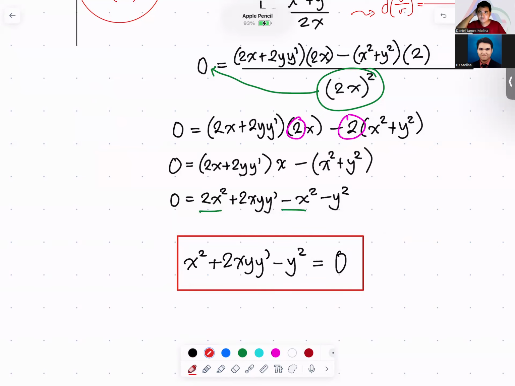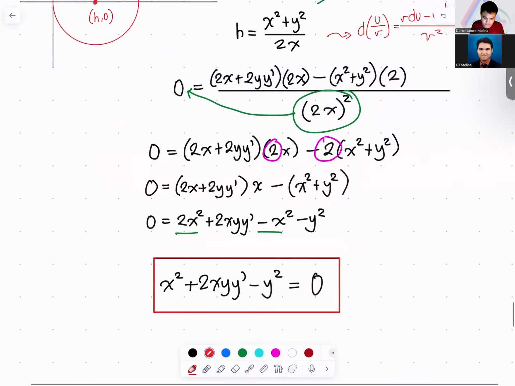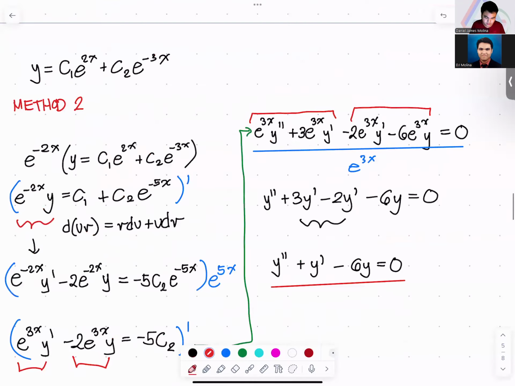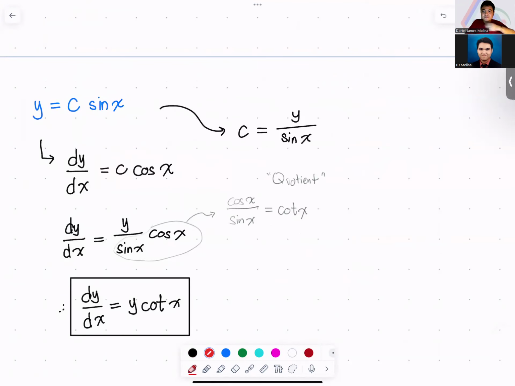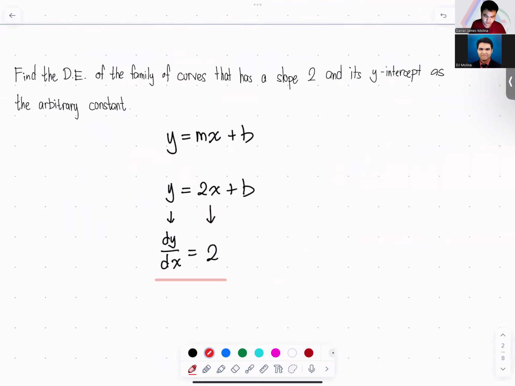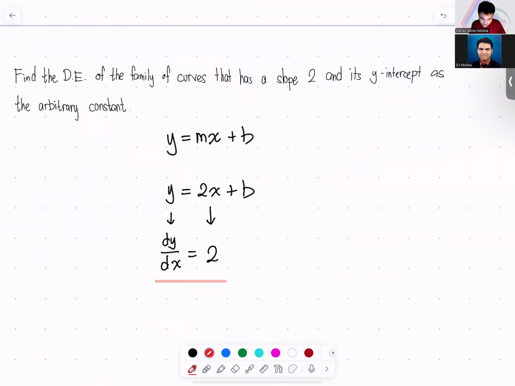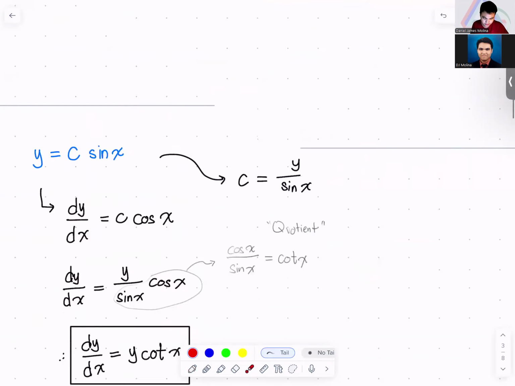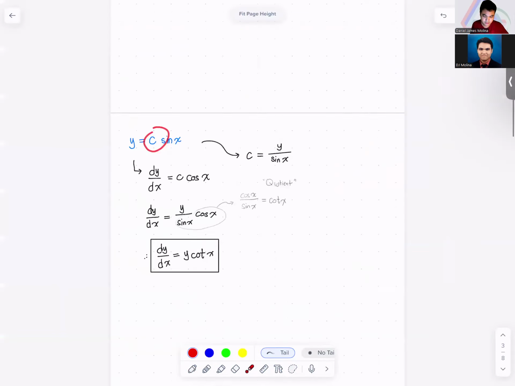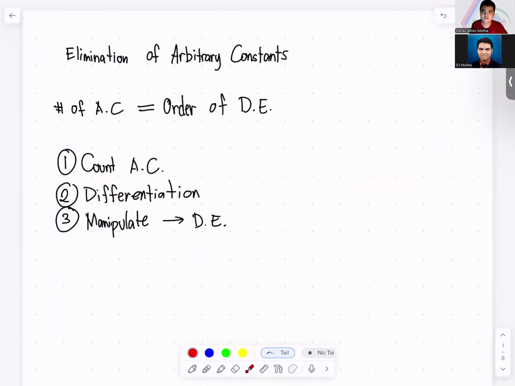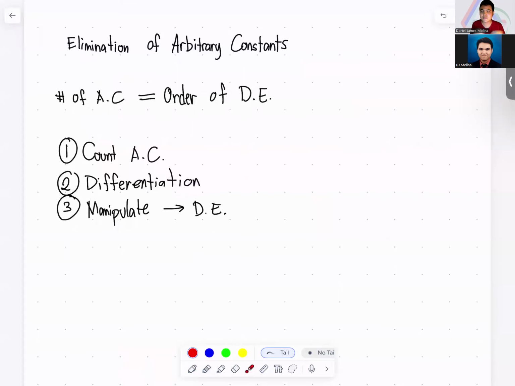So what have we learned in this discussion? First, differential equations have general solutions, and the general solutions usually have what we call arbitrary constants, just like this. Arbitrary constants are constants whose value we don't know, but it can be any value. And the number of arbitrary constants in a general solution corresponds to the order of the differential equation.